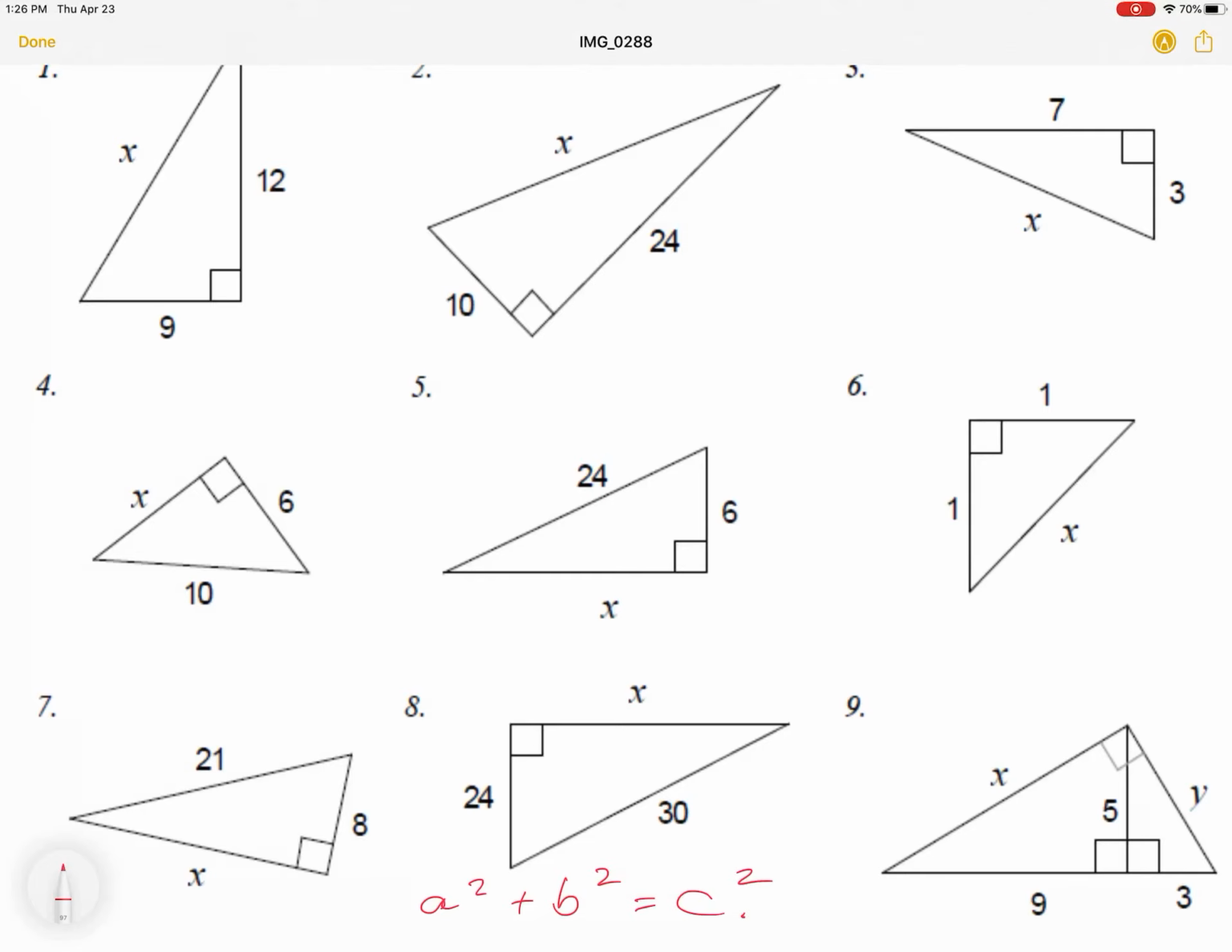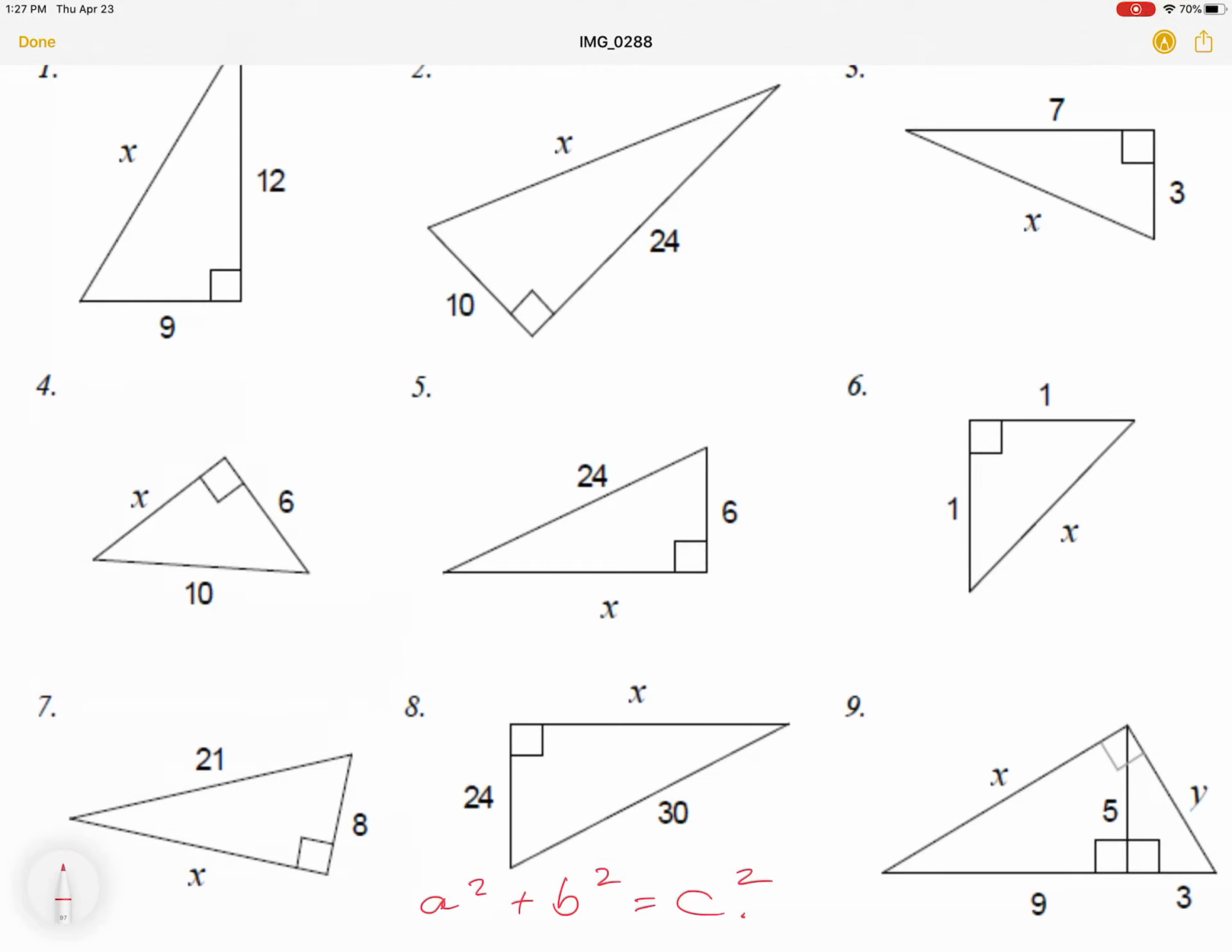It's also a little confusing because when I look at the problems that were assigned by Miss Scott, I don't see A, B, or C on any of these triangles. So that's the first thing I need to figure out. Which one of these letters belong to which sides of the triangles? That's super confusing.